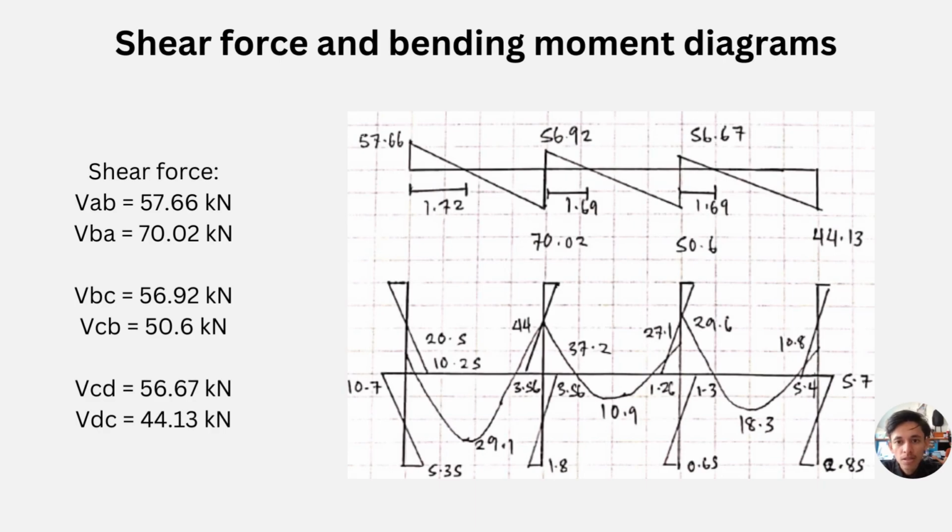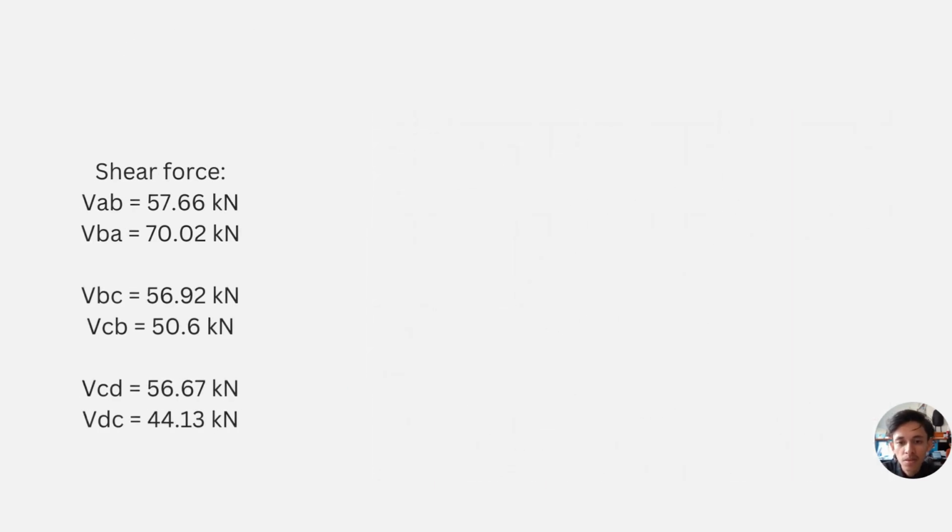Next, we need to determine the shear force, and for VAB, we get 57.66 kN, for VBA 70.02 kN, for VBC 56.92 kN, VCB 50.6 kN, and VCD 56.67 kN, and VDC equal to 44.13 kN. So we can sketch the shear force and bending moment diagram.